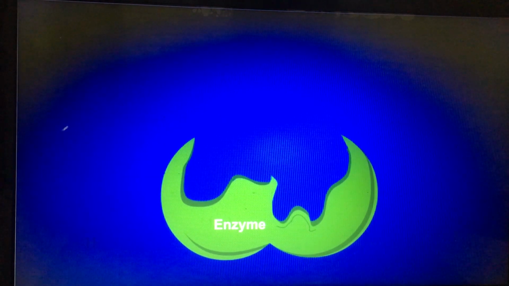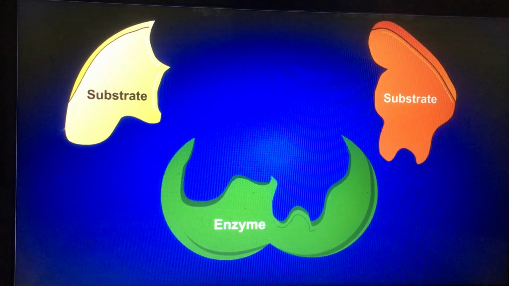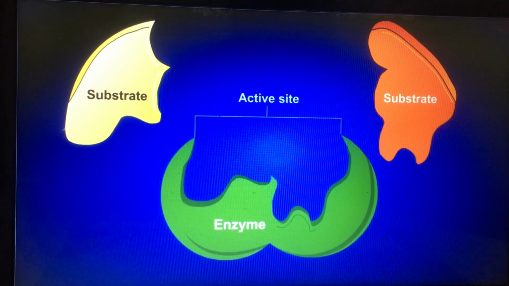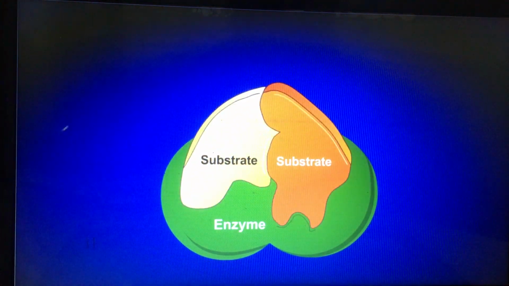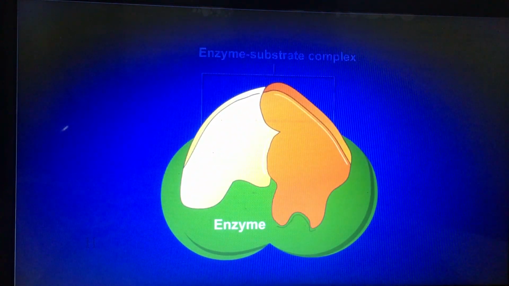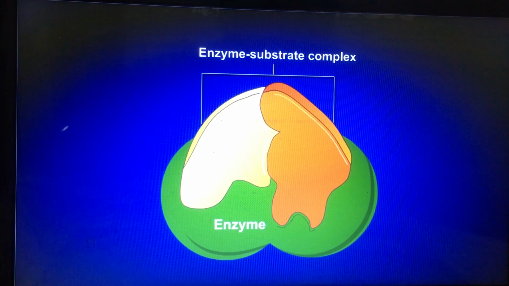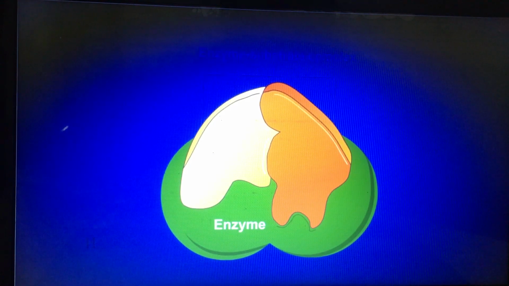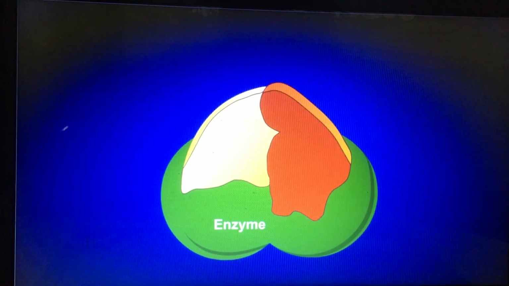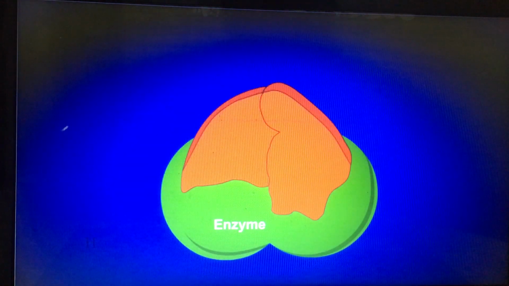They work by binding to one or more specific molecules called reactants, or substrates. Binding occurs at a special region on the enzyme called the active site. Once the substrates bind to the active site, they form what's called an enzyme-substrate complex. As the enzyme and substrates begin to react, some of the chemical bonds in the substrates begin to weaken, causing them to link together.